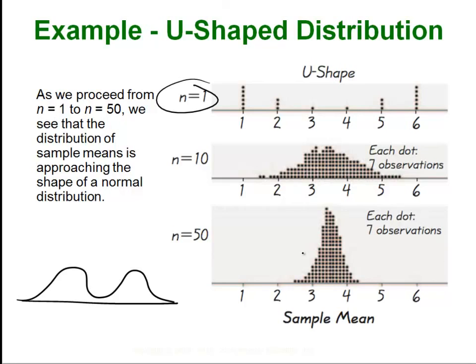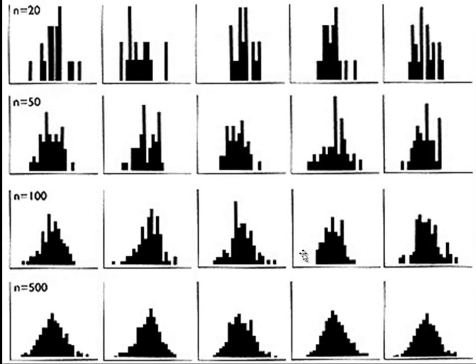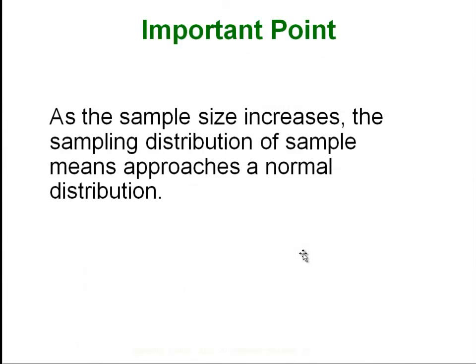Am I beating this dead horse enough for you guys? Here's some more examples of samples of 20, 50, 100, and 500. You can see that they get more and more normal as your samples get larger. So let's beat this dead horse one last time. As the sample size increases, the sampling distribution of sample means approaches a normal distribution.